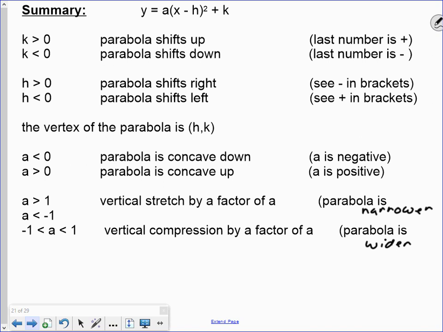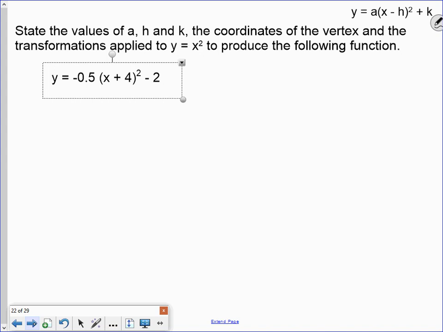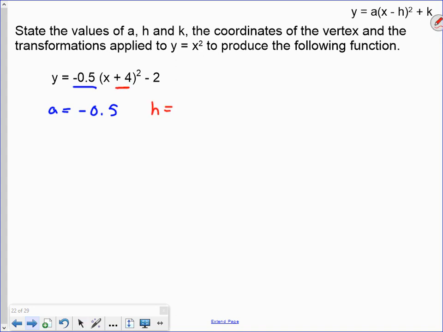Okay, so let's apply this to answer a question here. Here we're given the equation of our parabola in vertex form. We want to state the values of a, h, and k, the coordinates of the vertex, and the transformations applied to y equals x squared to produce this function. Well, let's just look at this. We know that a is equal to negative 0.5 right here. We know that h, this number in here, is going to be negative 4, because we expect to have a negative sign in there. So there must be another negative on h to give us those two negatives, making a positive. And of course, k is out here at the end. The k value is negative 2.